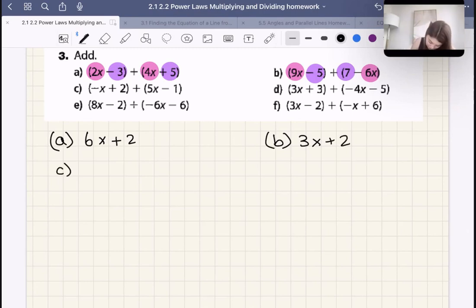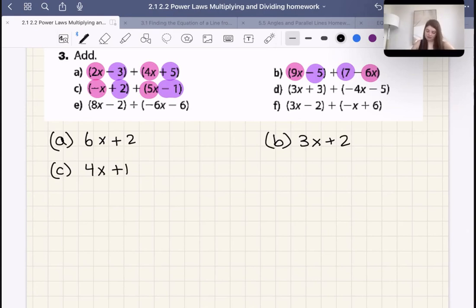All right, what about C? Well, we have 2 and negative 1 as like terms, and we also have 5x and negative x as like terms. So we have 4x plus 1 as our answer. Very good.